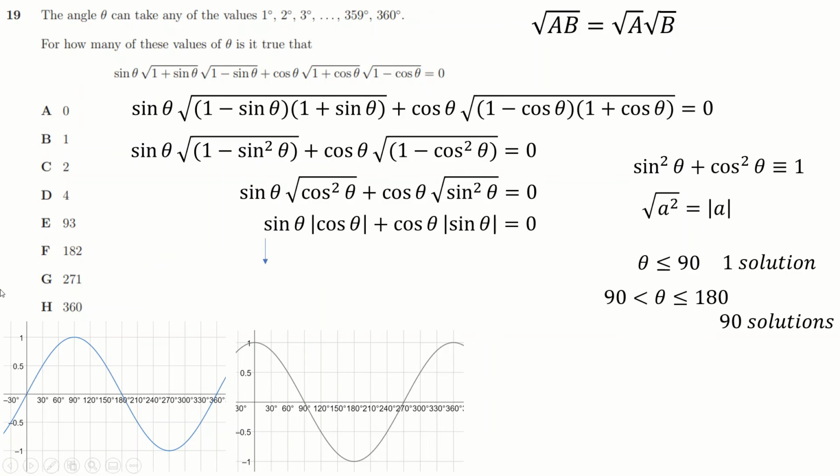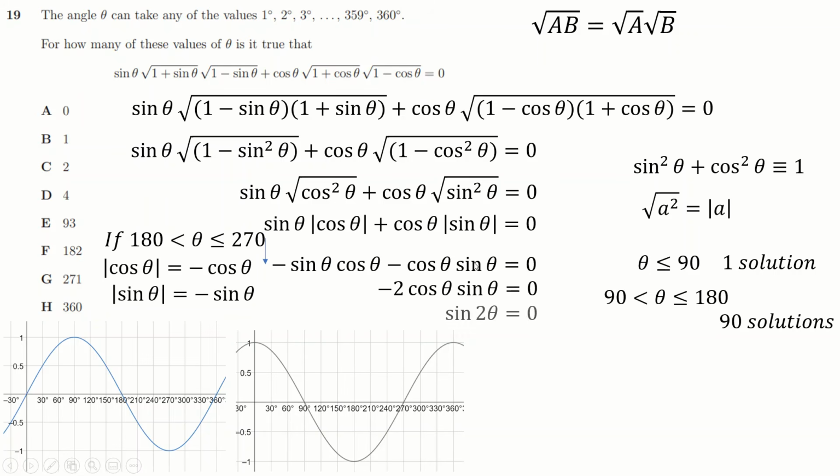Then I considered the next quartet between these two. You do the same kind of idea. These things are both negative there, so you swap both signs, you get this. You could times by minus 1 if you want to. You get the one solution at 270.